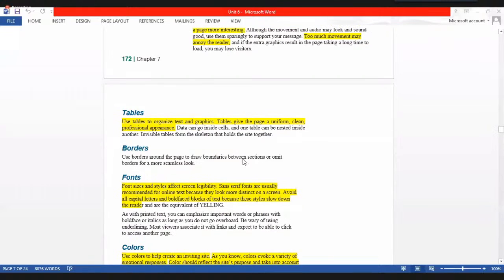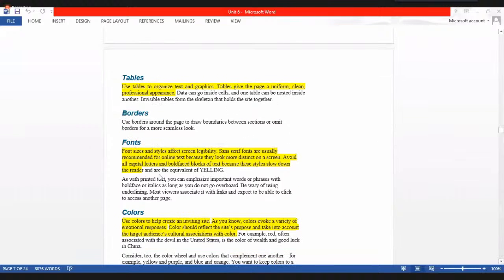Then you have borders. You have to draw the borders. Use borders around the page to draw boundaries between sections, or omit borders for a more seamless look. So use borders, on the left side, on the right side, you have to use borders.